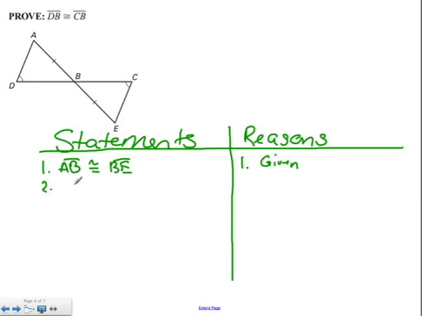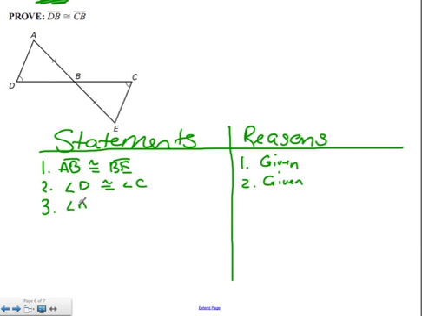Secondly, we know that angle D is congruent to angle C. That's also given to us. It's in the picture. We don't always write these given statements up here. Sometimes you just look at the picture, how the picture is marked, and that's your given information.